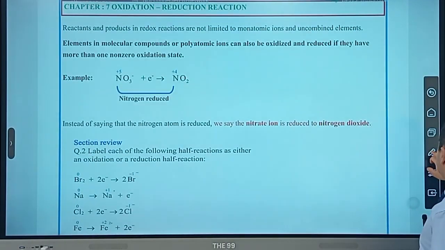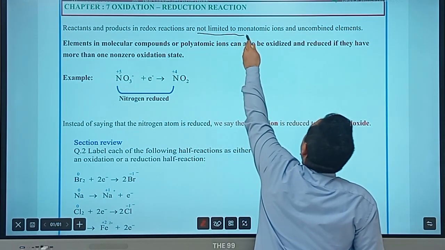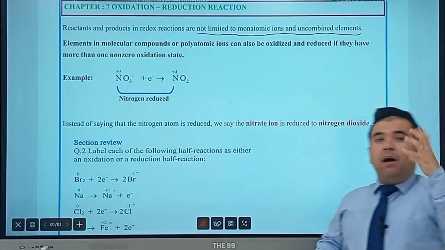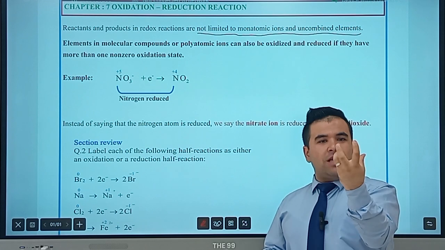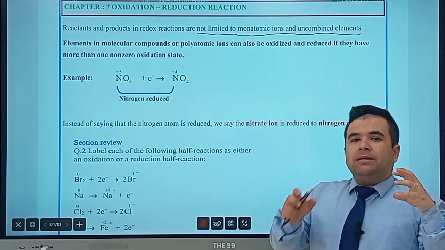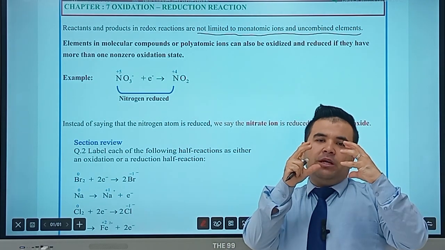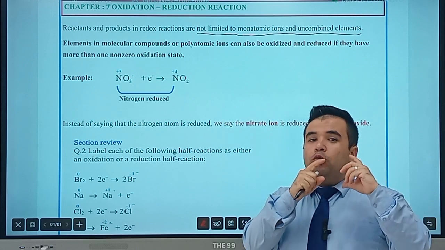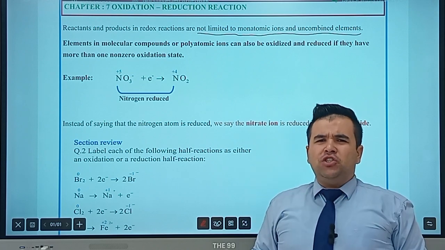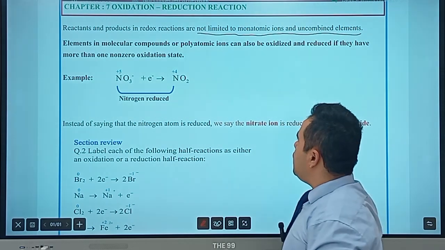Guys, the reactants and products in a redox reaction are not limited to monatomic ions and uncombined elements only. Sometimes the polyatomic ion must be reduced, the cluster of atoms must be reduced altogether. So whenever the oxidation state of an atom in a polyatomic ion changes, we will not say the oxidation number of the atom changed. We have to say the oxidation number of the whole polyatomic ion changed.